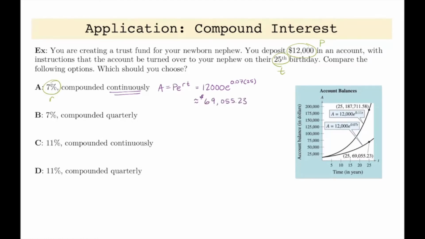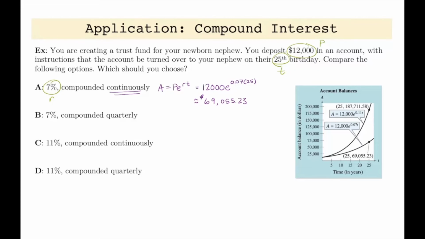Now, if we calculate this, we get about $69,055.23. A very generous 25th birthday. I bet you wish your aunt or uncle may have done that for you. So let's see what this would look like if we were compounded quarterly.